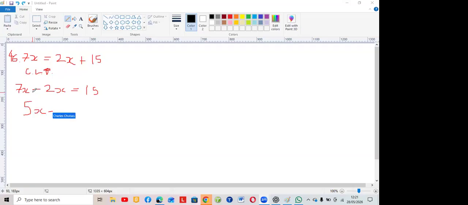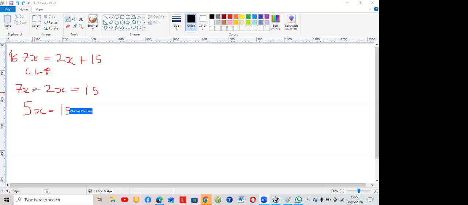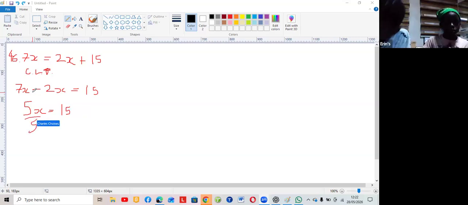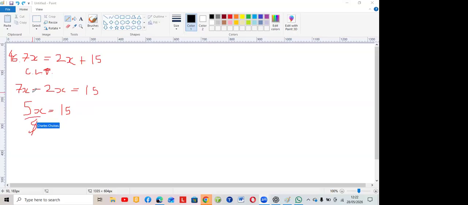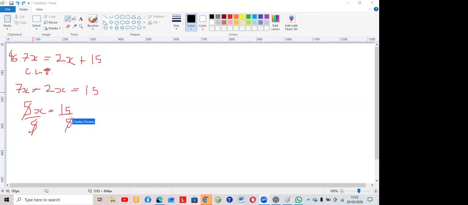Are you sure? 5x divided by 15. I mean divide both sides by 5. Thank you for correcting yourself immediately. Okay. So there we go. 5 into 15 is what? 3. So x is equal to what? 3. So you can write.